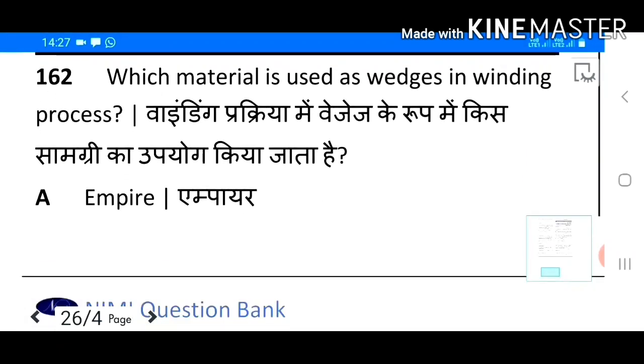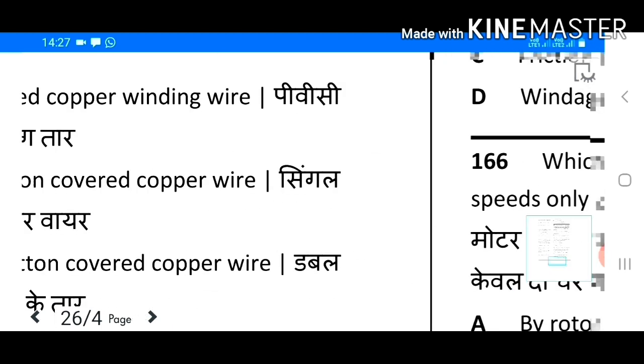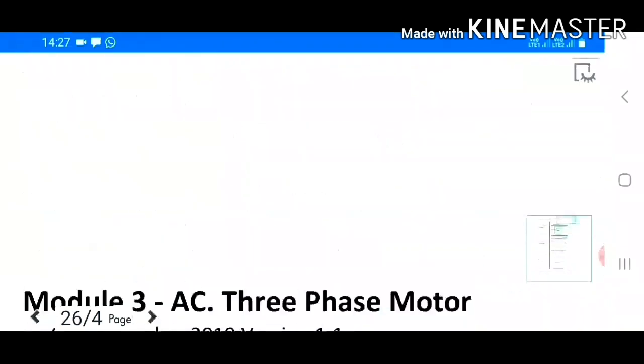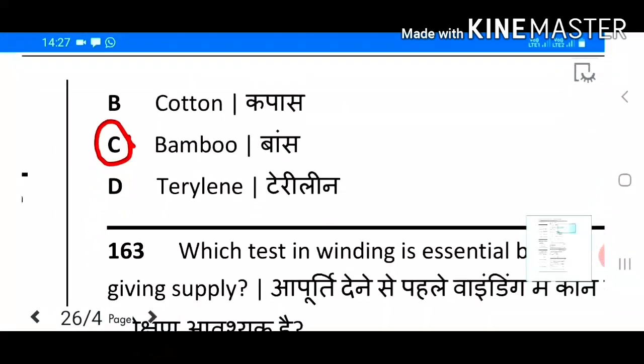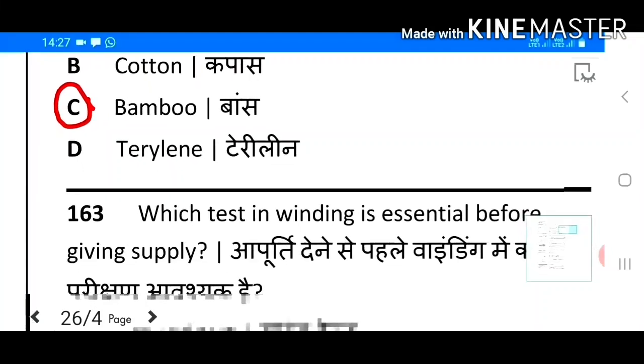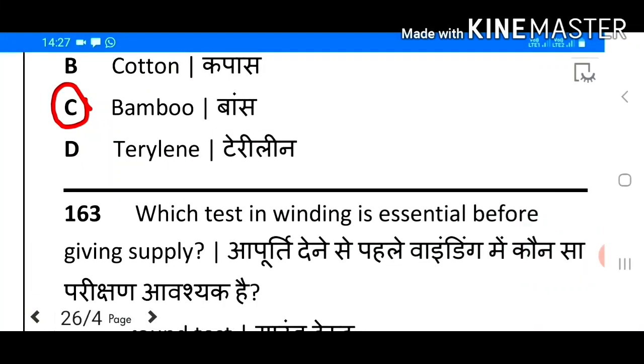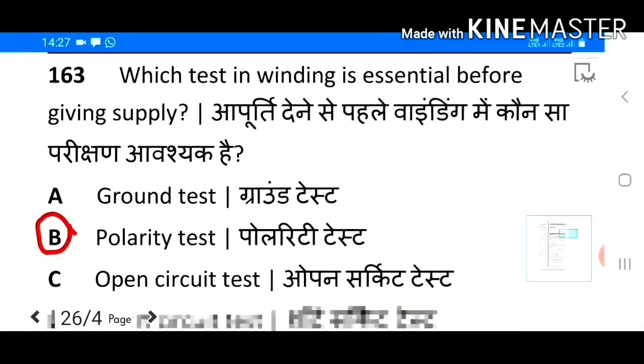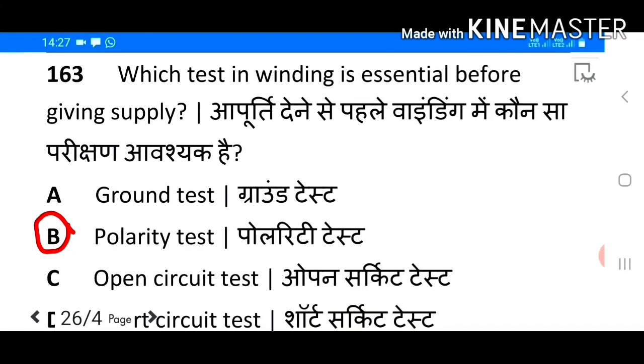162. Which material is used as wedges in winding process? Answer C. Bamboo. 163. Which test in winding is essential before giving supply? Answer B. Polarity test.